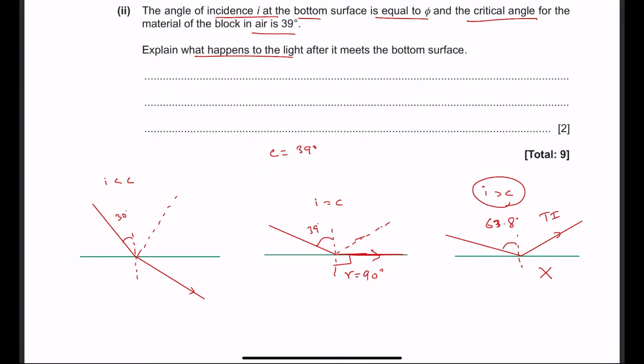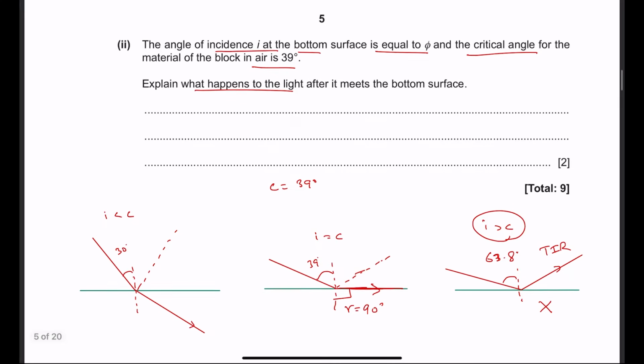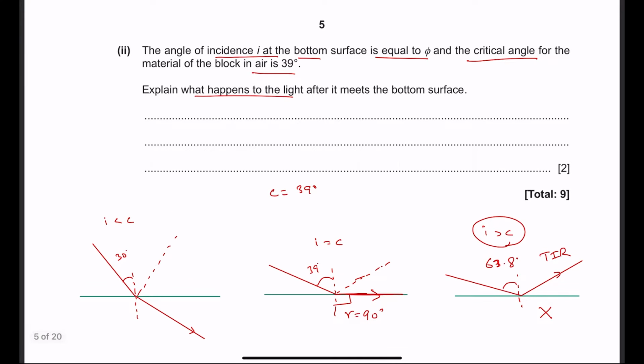and this is what we call total internal reflection. So when they ask what happens to light, you see that the angle of incidence, which is this, is greater than the critical angle. So you say the light will undergo total internal reflection.